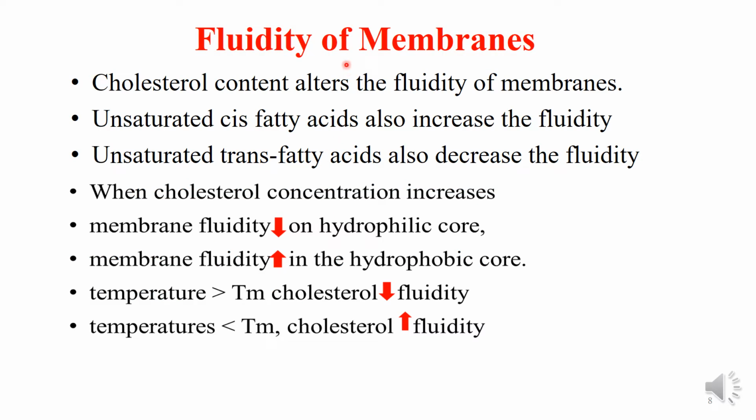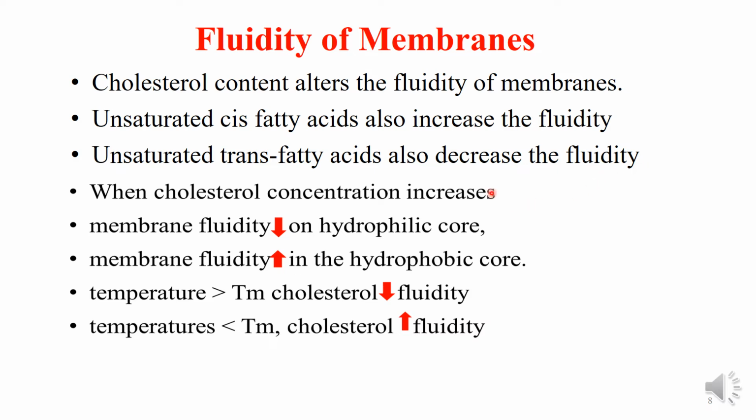So now next is the fluidity of the membranes. So as you know, the membrane is fluid and it is semi-permeable. So what affects the fluidity of the membranes? So first is the cholesterol content that alters the fluidity of the membrane. The other component that alters the fluidity is the unsaturated cis fatty acids. Unsaturated cis fatty acids generally increase the fluidity, and saturated trans fatty acids decrease the fluidity.